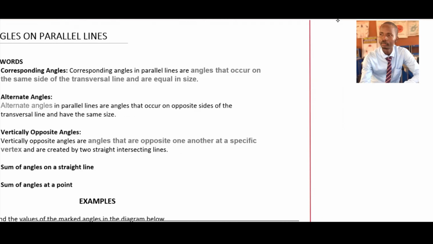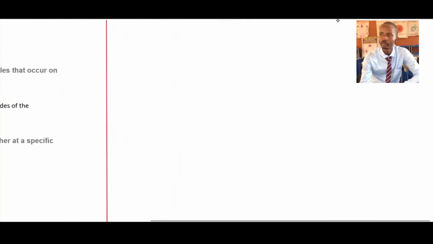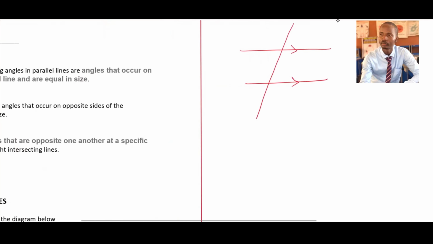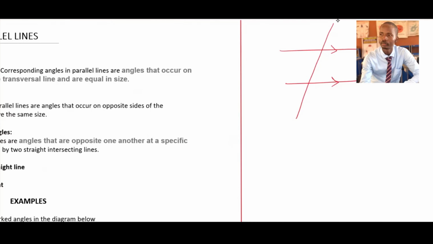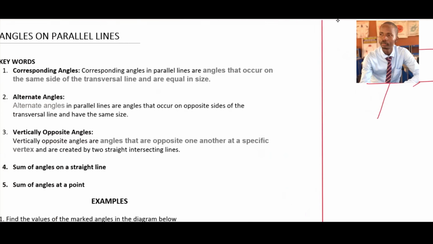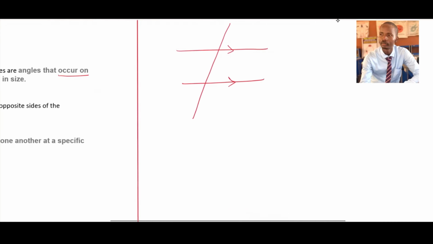Corresponding angles. Now, first, we know that parallel lines are two or more lines that will not meet even when extended. So we use these arrows to indicate that they are parallel, right? So when we have two or more parallel lines and a transversal line, a transversal line cuts across parallel lines. Corresponding angles occur on the same side of the transversal line and they are equal.